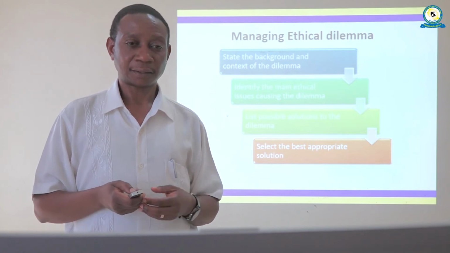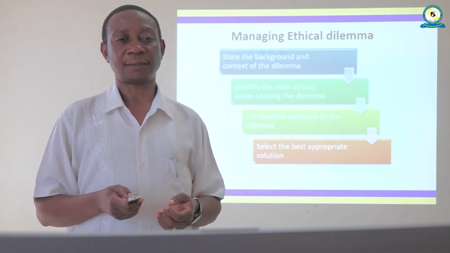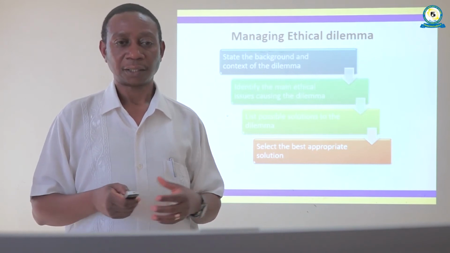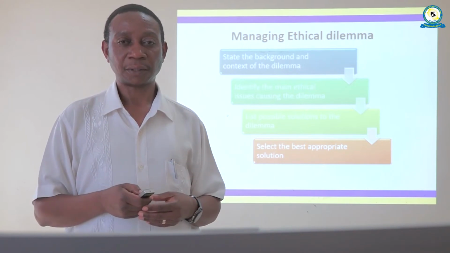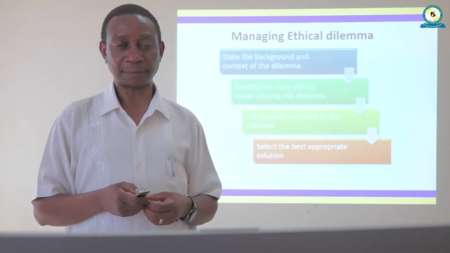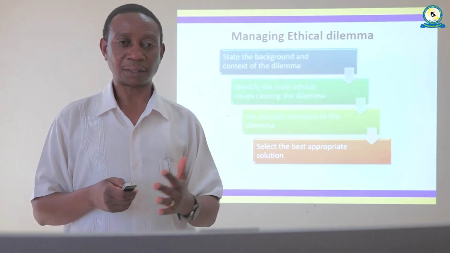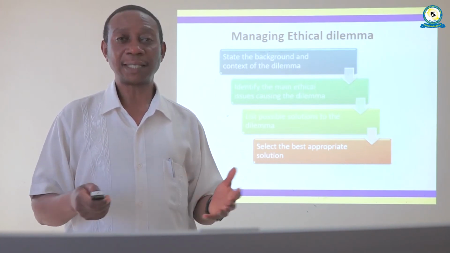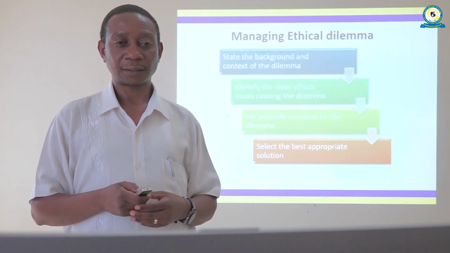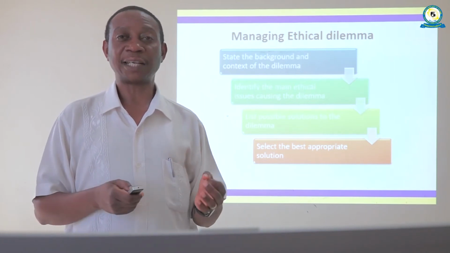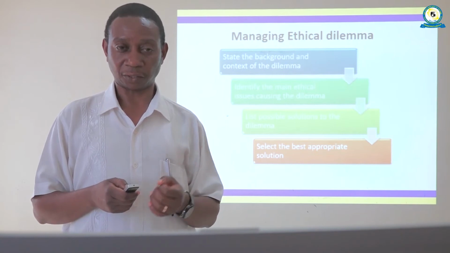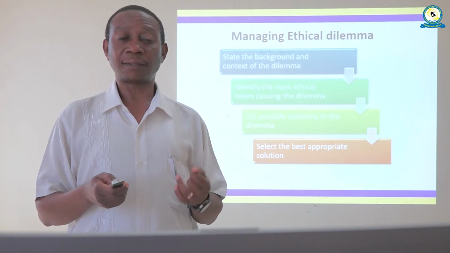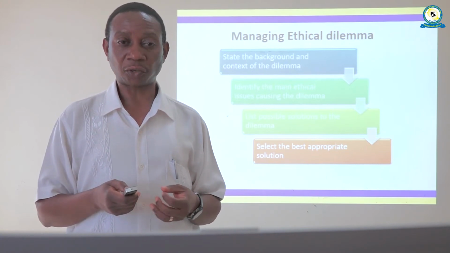And secondly, you identify the many ethical issues causing the dilemma. You look at the dimension of the problem. What are the issues underlying the dilemma? You need to define them. You need to identify them. You make them clear so that at the end of the day, you find which dilemma should be solved. And then you list the main ethical issues causing the dilemma.